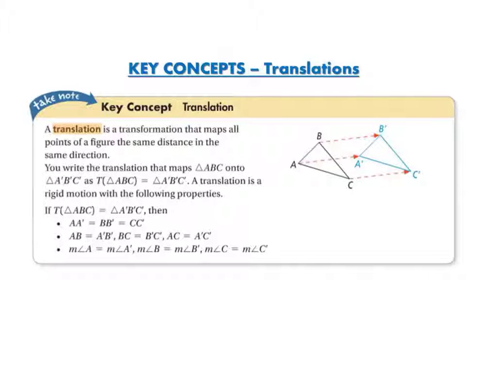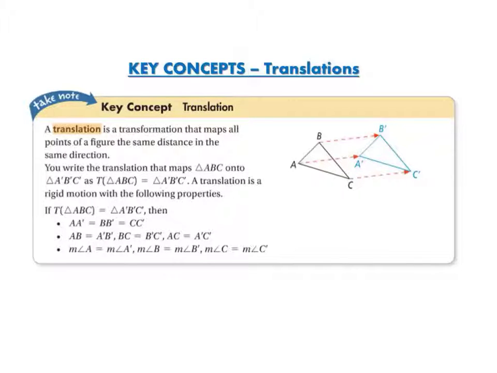All right, the first thing we're going to be looking at is a translation. And a translation is just a transformation that is a slide. So they have taken triangle ABC and they just have slid it, and now we have A prime, B prime, C prime. But notice all they did was take this triangle and slide it over to the side. Now nothing has changed, it's the same.